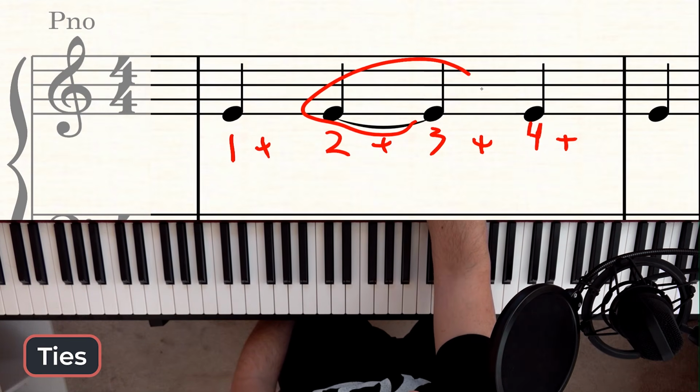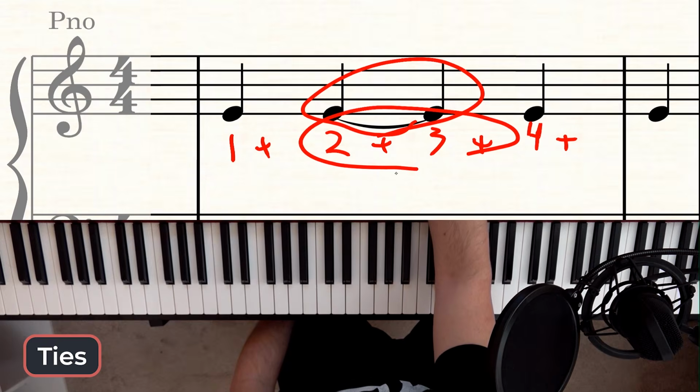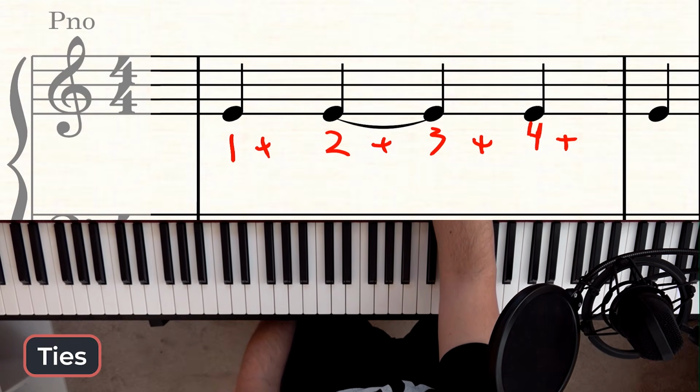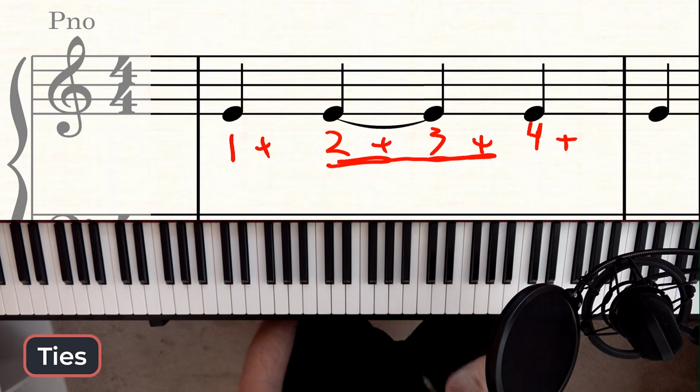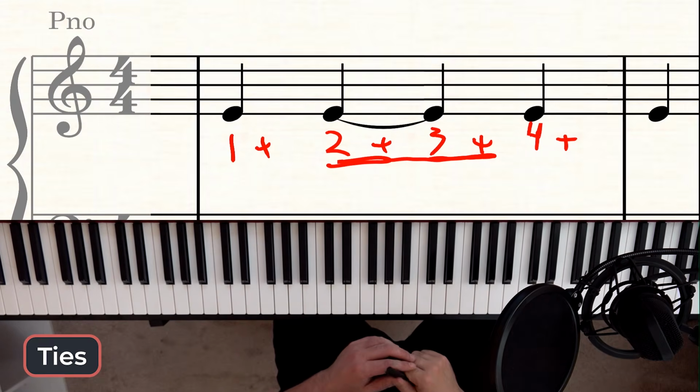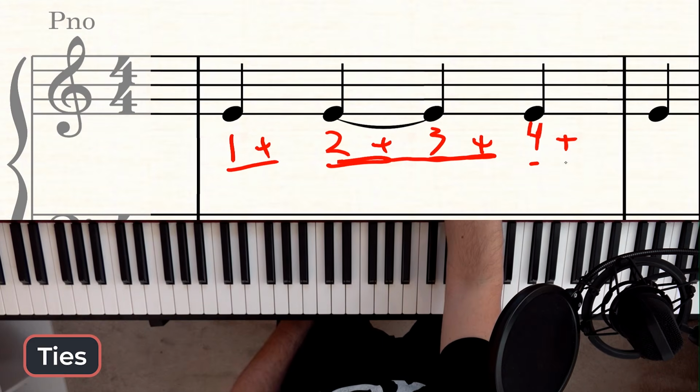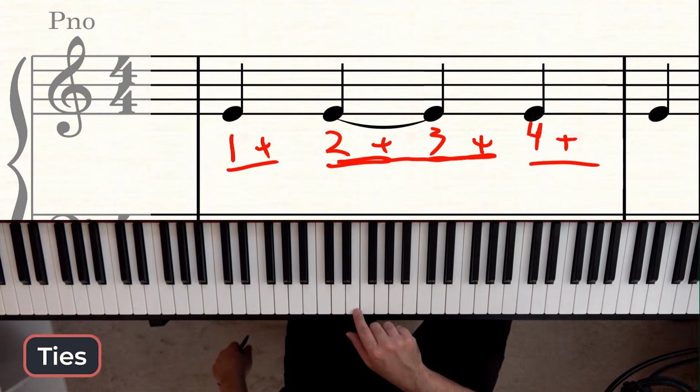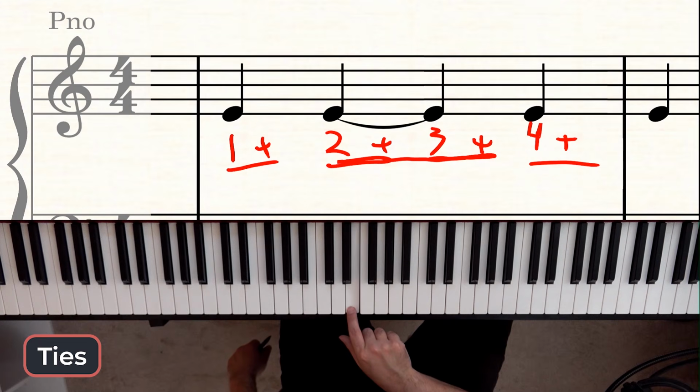A tie ties over beats. So this quarter note tied to the other quarter note isn't just going to take up 2 and, it's going to take up 3 and 2. It's almost like a half note. Now you may be asking, why wouldn't you put a half note there? That's a very good question. Well, there are other uses for ties, as we'll find out in a minute. But this is how we'll play this rhythm. It's going to go 1 and 2 and 3 and 4 and.